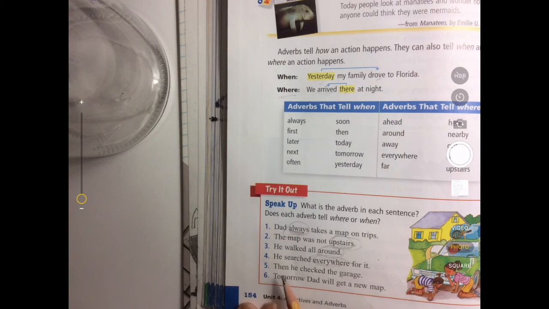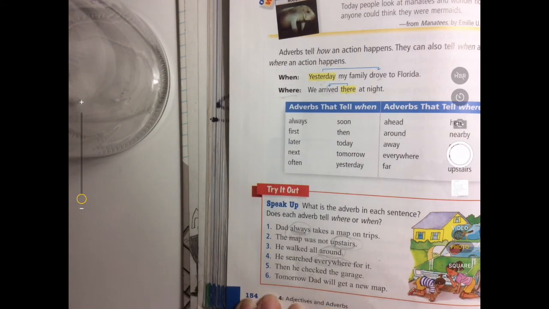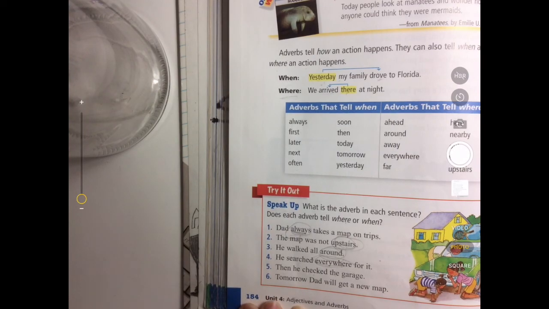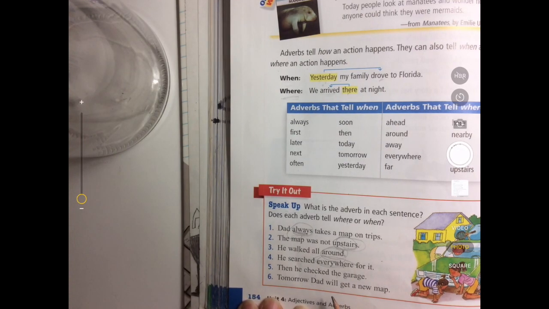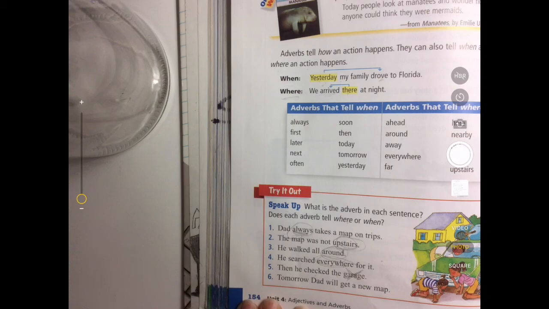Number 5, then he checked the garage. Now, what is the verb in this sentence? Well, the verb is checked. So now we ask ourselves, checked where or checked when? Well, this one is actually a little tricky because if you ask yourself, checked where, he checked the garage. That answers the question. But garage is not an adverb. Garage is a person, place, or thing. It's a noun. So that is not the correct answer.